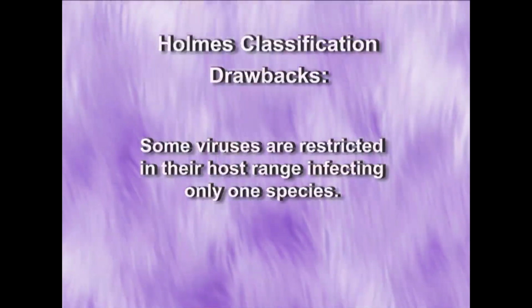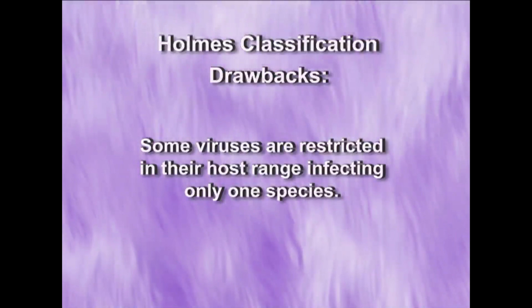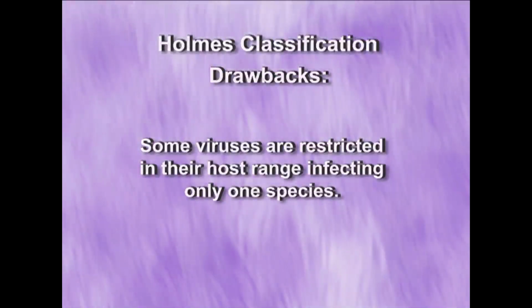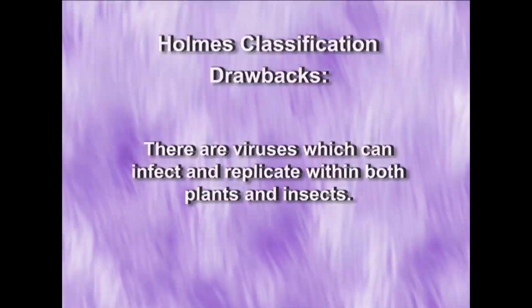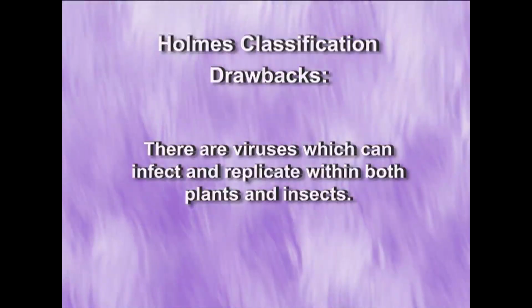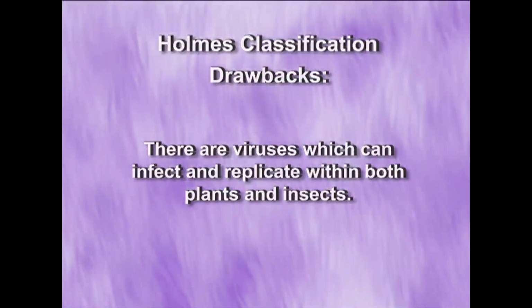This was quite a sensible type of classification, but it still had certain drawbacks. Namely, some viruses are restricted in their host range, infecting only one species. This type of virus can be nicely classified under the scheme. But there are some viruses whose host ranges are very broad. For example, there are certain viruses which can infect both plants and insects. Then the question arises, how am I going to place that particular virus into which group?